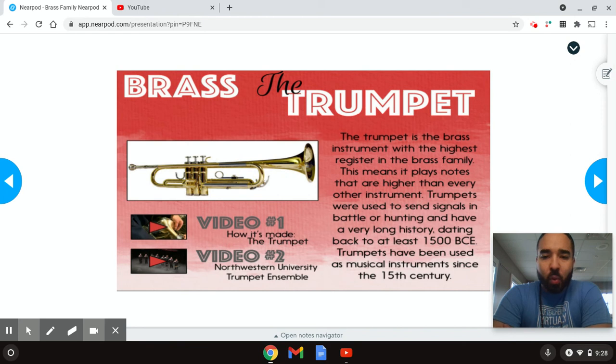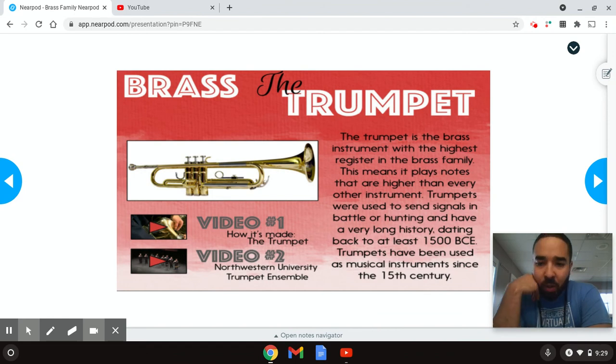The trumpet is the brass instrument with the highest register in the brass family. That means that the trumpet, out of all the brass instruments, is the one that can play the highest notes. A lot of instruments can play high notes, but the trumpet is the one that can take it even further than those. So it is the highest playing brass instrument. This means it plays notes that are higher than every other instrument, not every other instrument in music, but just every other instrument in the brass family.